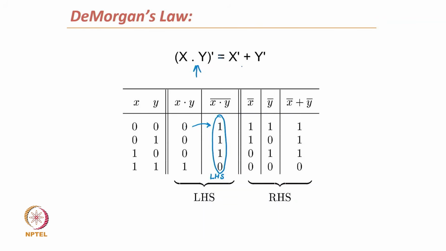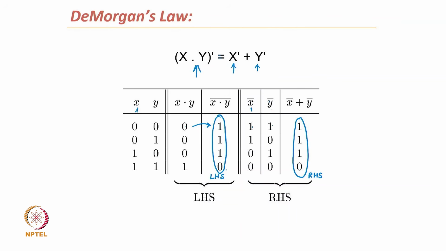On the right hand side, we have x bar plus y bar. So, first we calculate x bar and y bar. X is here, so x bar is 1 1 0 0, y bar is 1 0 1 0, and then we calculate x bar plus y bar, which comes out to be 1 1 1 0. So, this is our right hand side.